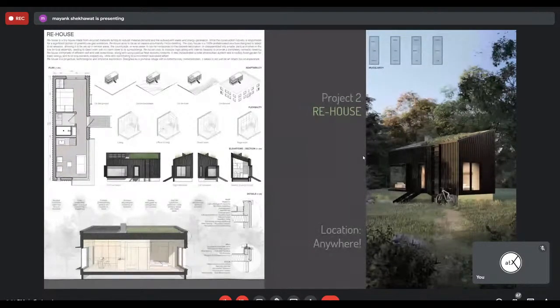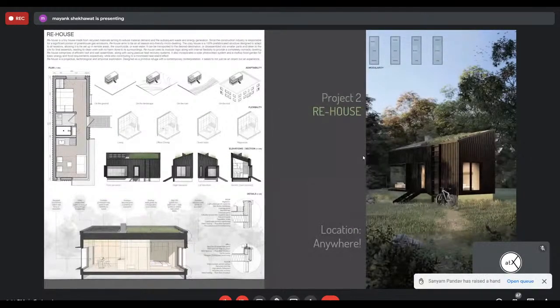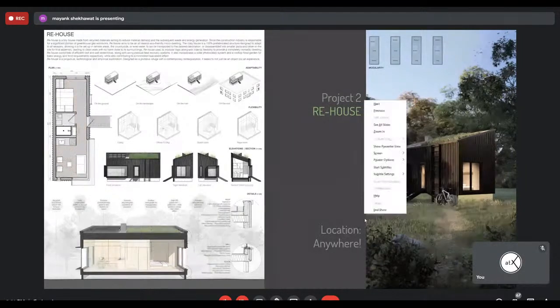And as discussed before, since the construction industry is responsible for a significant portion of greenhouse gas emissions, my project Rehouse here aimed to be an all-season eco-friendly micro-dwelling. These ideas are represented using a micro-dwelling, but they can very well be replicated in large-scale projects. This was supposed to be something which could directly be transported to the desired destination or disassembled into smaller parts and taken to site for final assembly. So this would let you have clean work with no harm done to the surroundings.